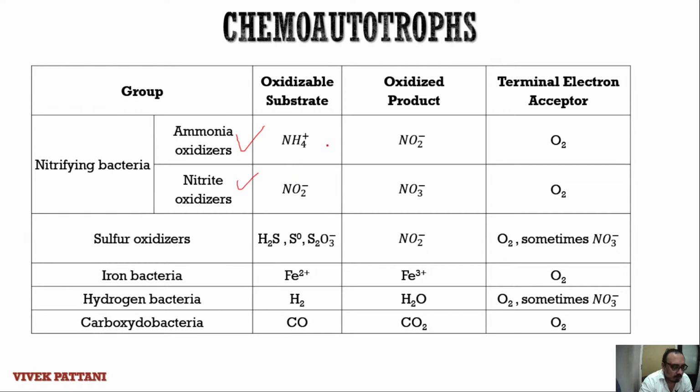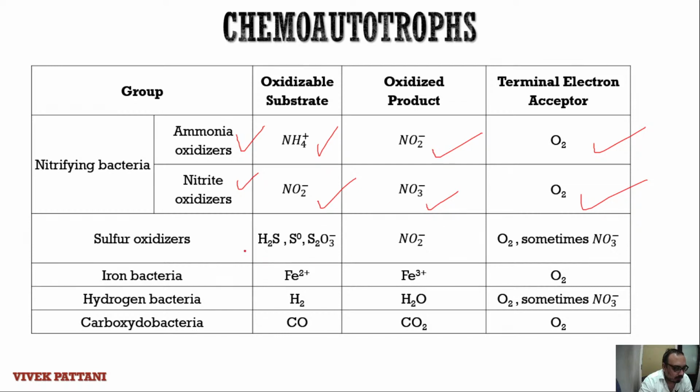In the case of ammonia oxidizers, ammonium ion is the oxidizable substrate, and the product will be nitrite, and the terminal electron acceptor will be oxygen. Now moving forward with the nitrite oxidizers, the oxidizable substrate will be nitrite and the oxidized product will be nitrate. Again, the terminal electron acceptor will be oxygen. So both of these groups are basically aerobic bacteria.